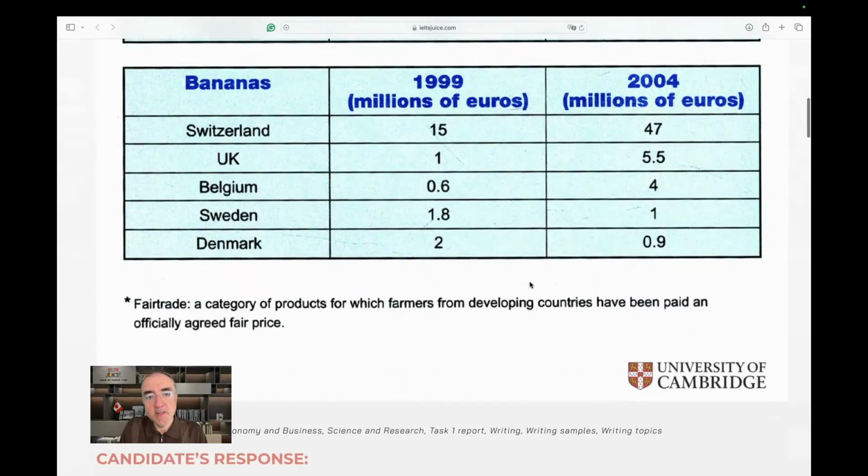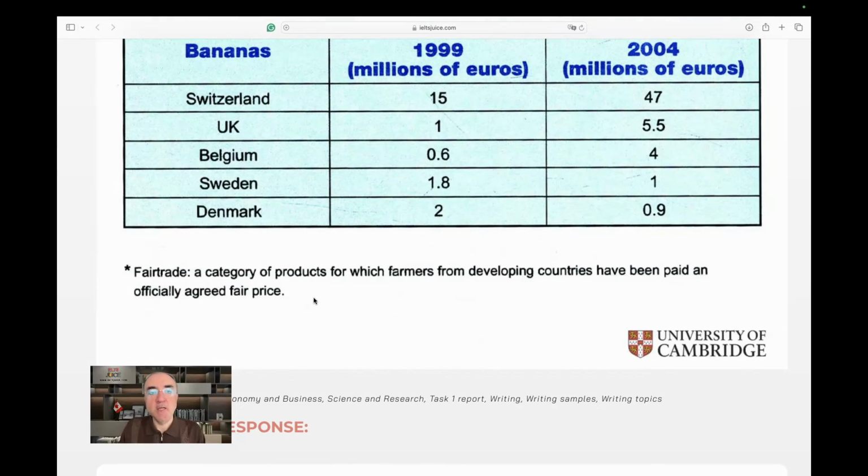Now, this visual has a footnote, and it basically gives us the definition of fair trade. Fair trade means a category of products for which farmers from developing countries have been paid an officially agreed fair price. So officially means government, of course, supervised, and for whatever farm products they produce, they receive a compensation. They receive money for that.